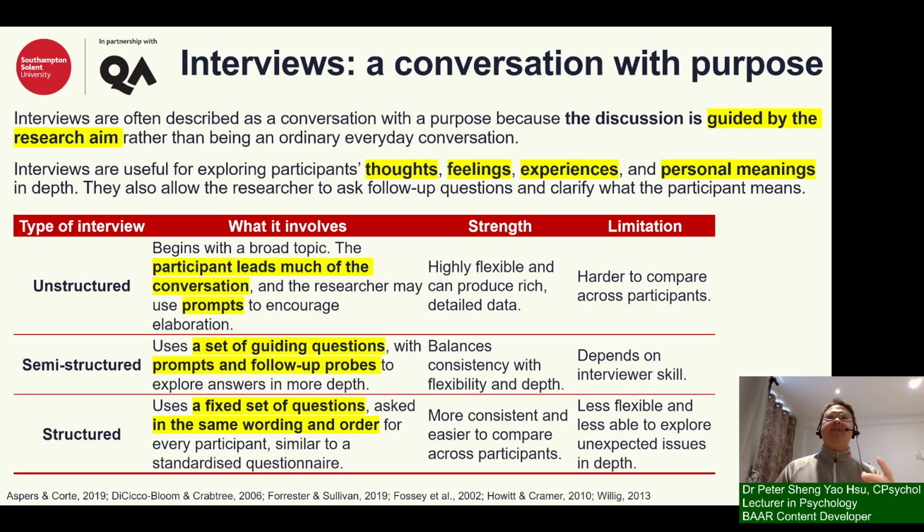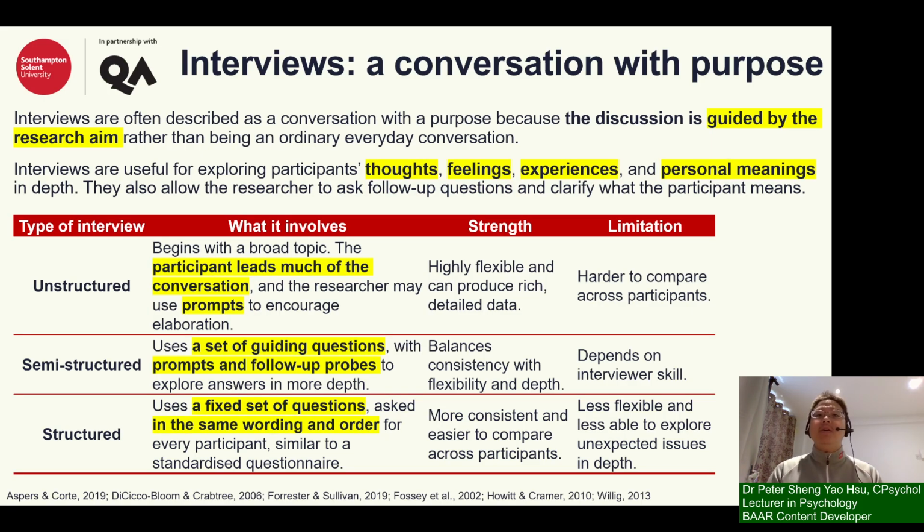Semi-structured interviews use a set of guiding questions, but the researchers can still use prompts and follow-up questions. This is very common in qualitative psychology because it balances consistency and flexibility. For example, the researchers may ask all participants about work, family responsibility, academic confidence, and support. However, the researchers can still follow up on what is most relevant for each participant. If one participant talks about starting after a night shift, the researchers can explore that in more detail.